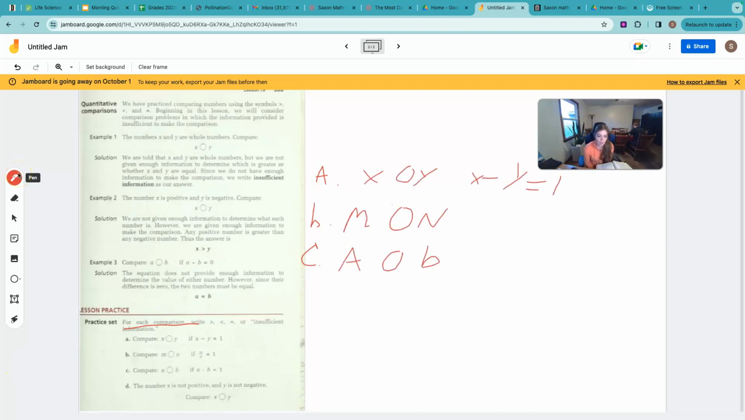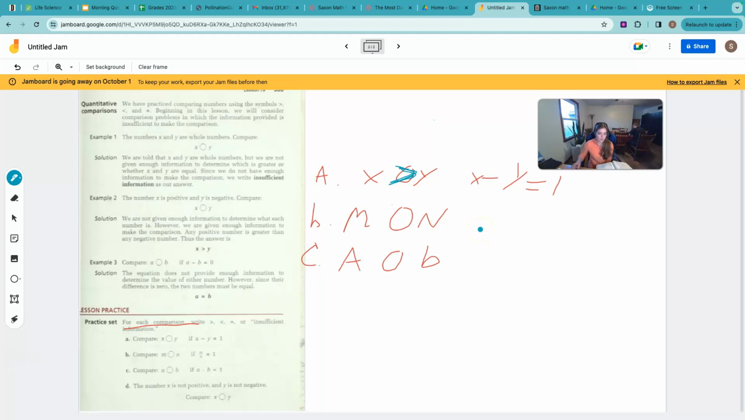So for A, we have X compared to Y if X minus Y equals 1. So we can solve this. We can make a comparison for this. Because if X minus Y equals 1, we know that X has to be greater than Y, right? If that 1 were a negative 1, maybe a little bit different story. But it's a positive 1. So we know that X has to be greater than Y. So we would write in the greater than sign for that. So X would be greater than Y.